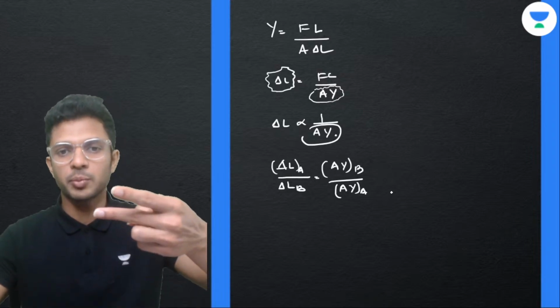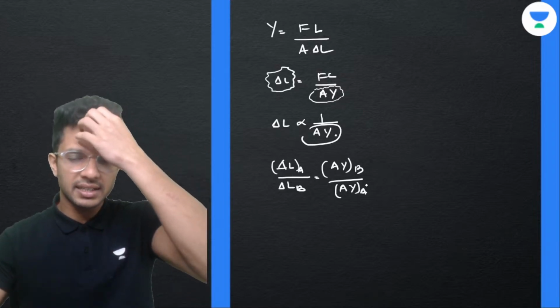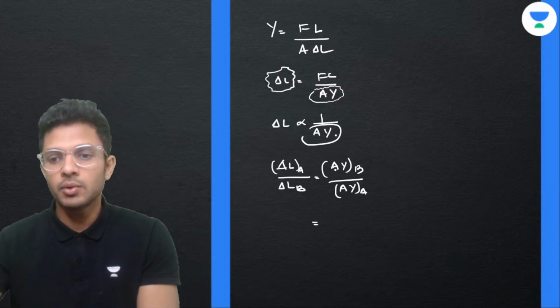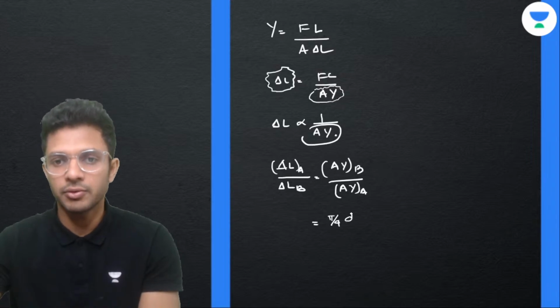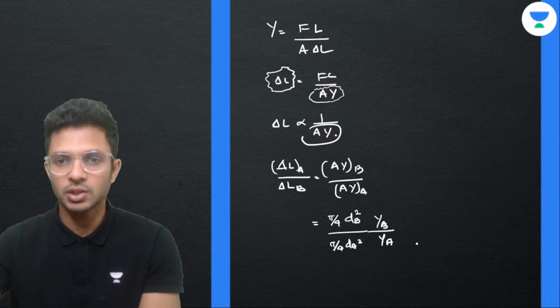क्योंकि inversely proportional है. So A by B will be coming as B by A on right hand side of the equation. Okay. देख ले. Now area, how can we write? Simple, pi by 4 dB square. Area of A, pi by 4 dA square into Young's modulus of B by Young's modulus of A.